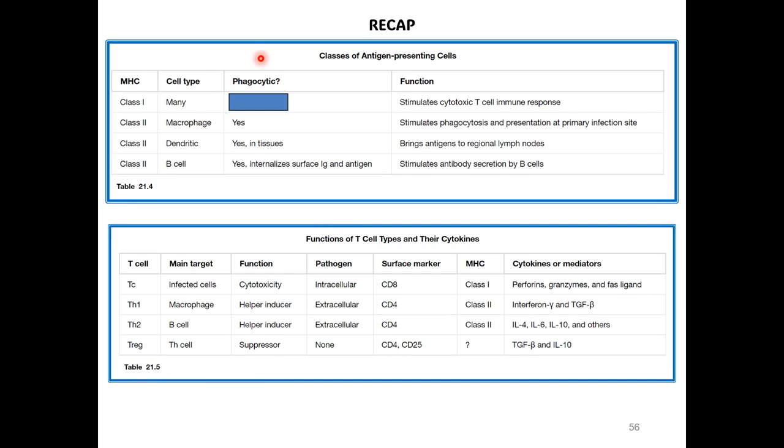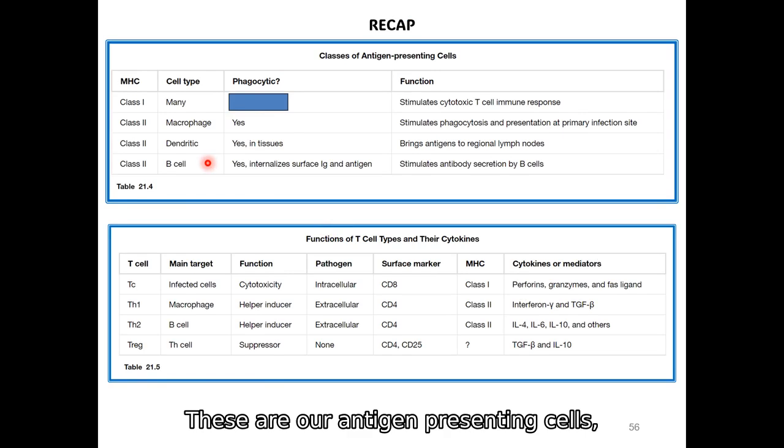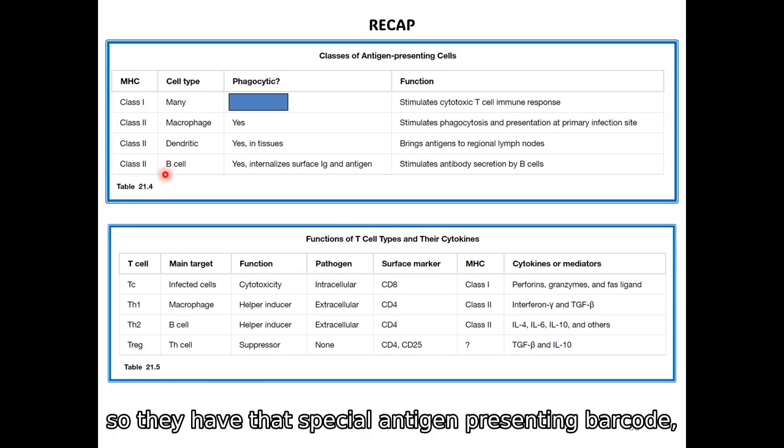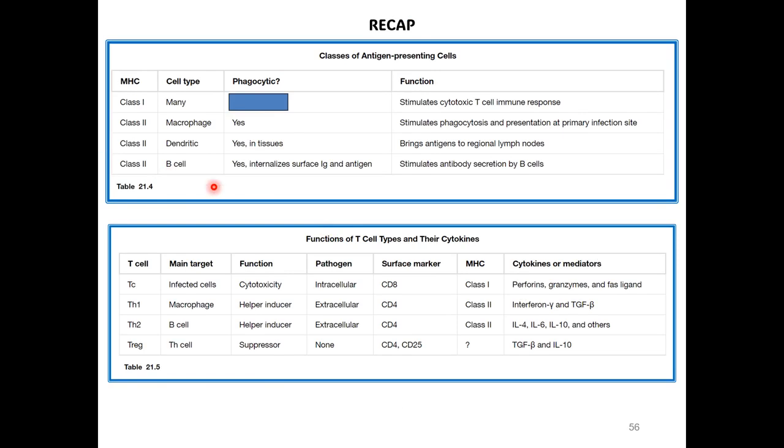So MHC class 1 is the "how am I doing" barcode. And then macrophages, dendritic cells, and B cells, these are our antigen-presenting cells, so they have that special antigen-presenting barcode. And I just wanted to make sure to correct that because that was wrong in the textbook.